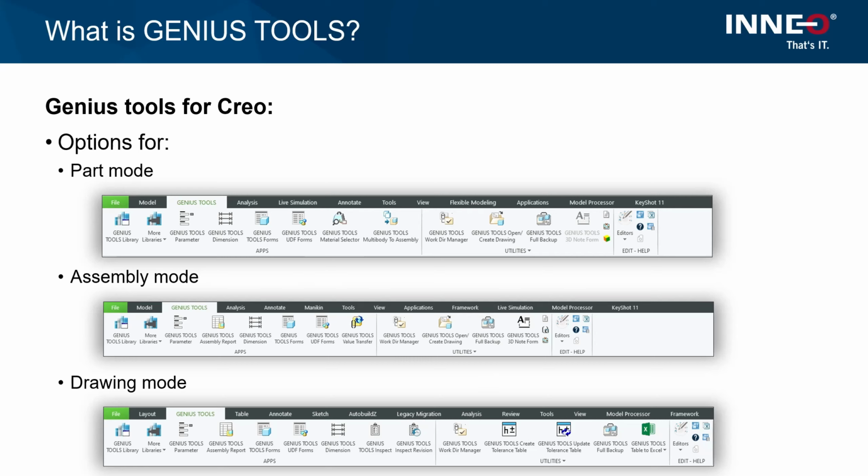And you've got different options for part mode and assembly mode. In assembly mode we've got a nice tool for exporting your bill of material information. If you want to import that into an ERP system and you may not be using a PLM system that does that, we can export directly from your assembly into an Excel file that you can then upload into your ERP system. And there are also options in the drawing mode for creating tolerance tables, inspection revisions, and multiple other options as well. So the first one that we'll look at is the forms.